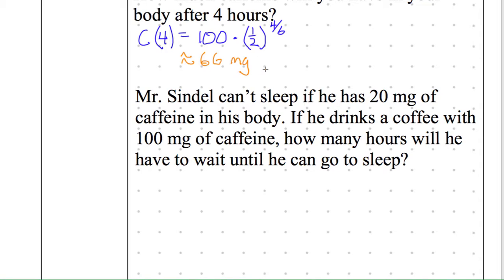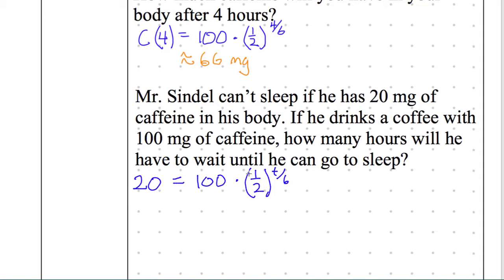All right, so I want to find when this function is equal to 20. I will do that substitution for you. When do I get 20? 20 is equal to 100 times 1/2 to the power of t divided by 6. When can I go to sleep? How many hours do I have to wait? I'm solving for t. I'm solving for time because I want to know when I can go to sleep.